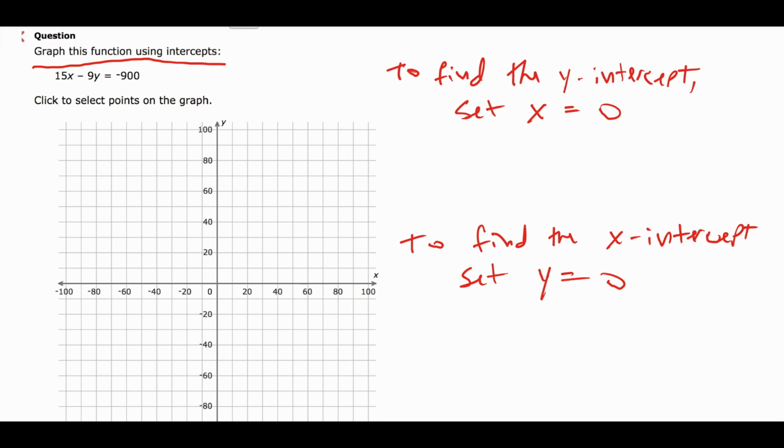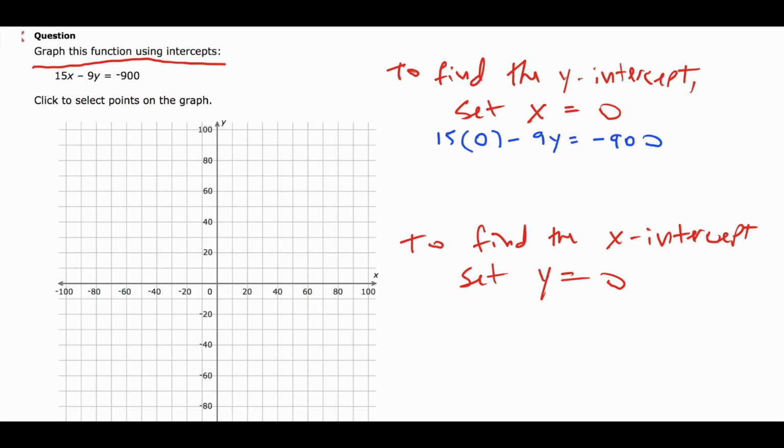So we'll do the y-intercept. What do we set equal to 0? X. So we're going to go 15 times 0 minus 9y equals negative 900.